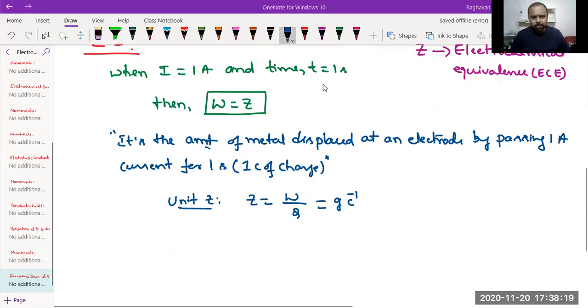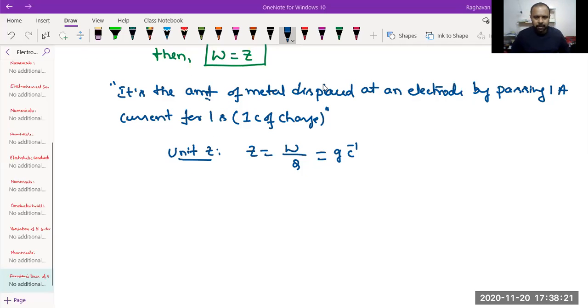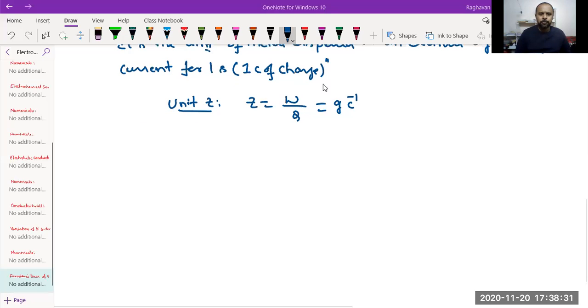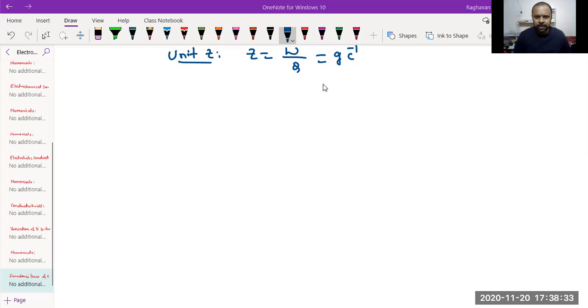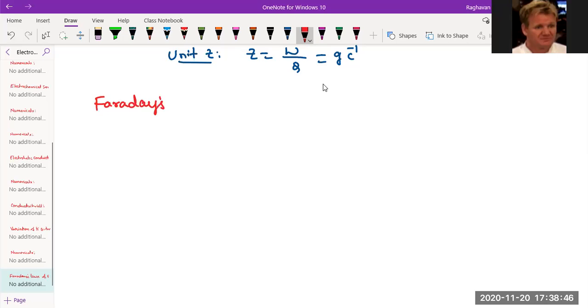Now let us give an expression for Z. Let's see how to calculate Z by using a formula. Z is the amount of the metal displaced at an electrode by passing 1 coulomb of charge. Now, before we could give an expression for Z, we need to know something called Faraday's constant. Did we come across Faraday's constant before? 96500, advanced equation. Exactly.